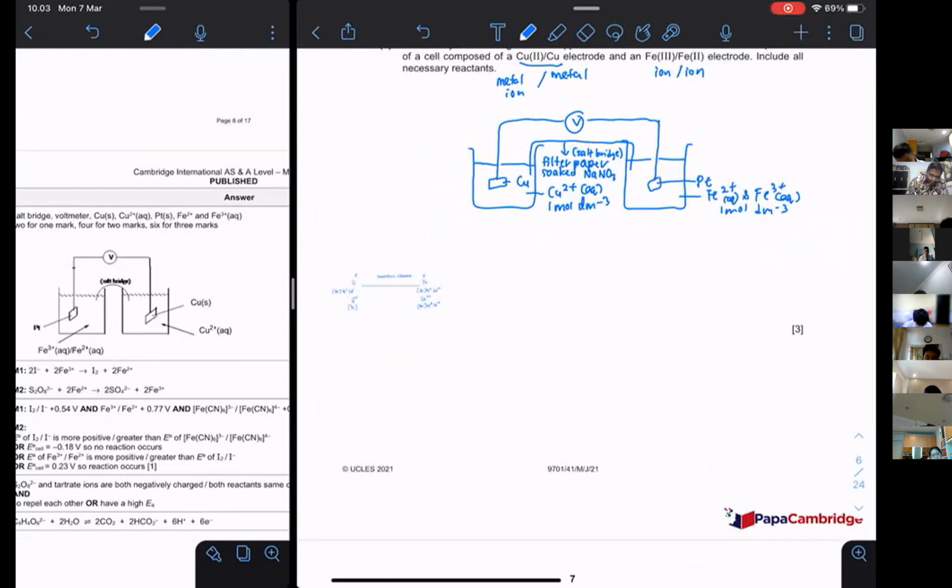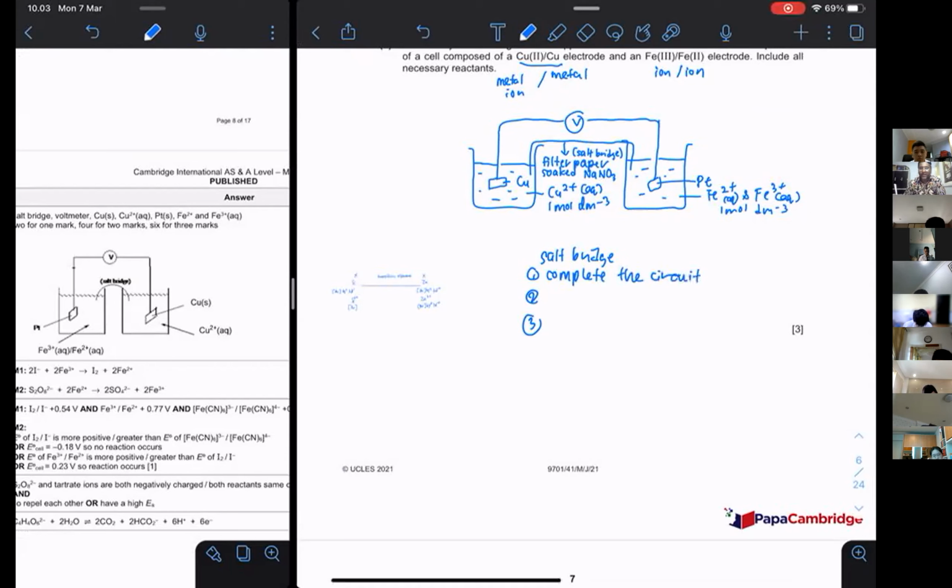So sometimes, salt bridges have three functions. Okay, so one is going to be, one salt bridge. They have three functions, 1, 2, 3. Complete the circuit. So how do they complete the circuit?